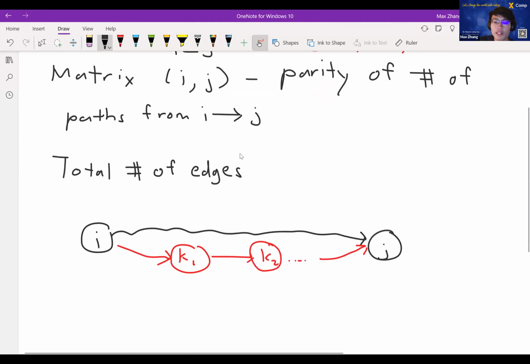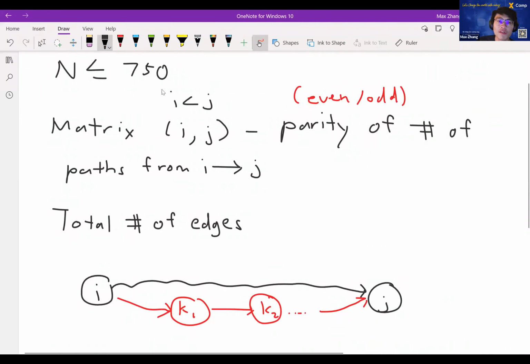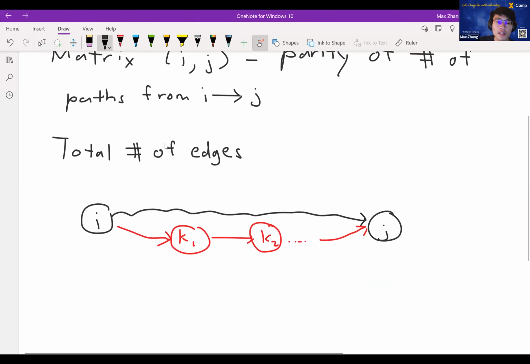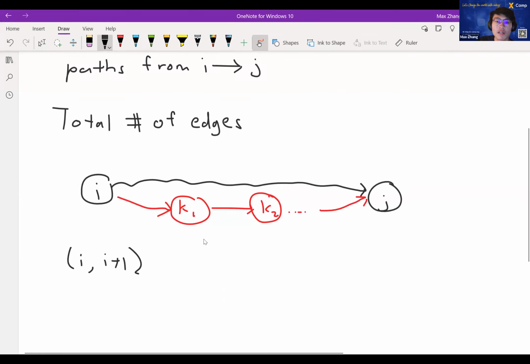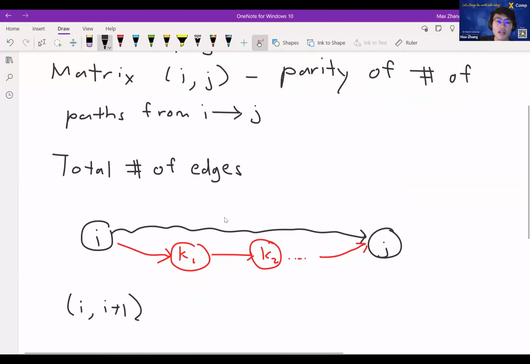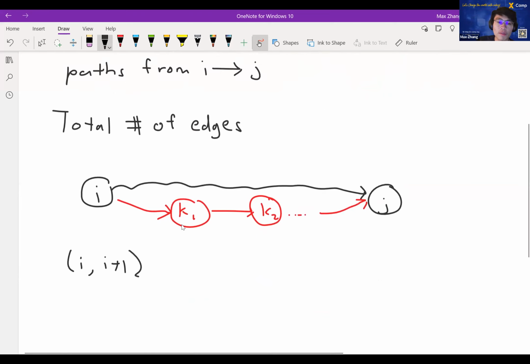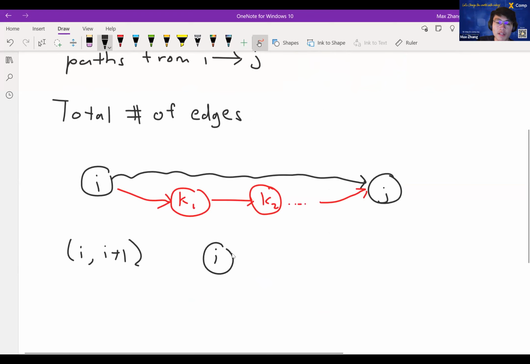So this motivates us to first look at a simple case. Let's say i and i plus 1, the immediate pair. Because this graph only has edges from i to j with i less than j, if we're considering paths from i to i plus 1, the only possible path is directly from i to i plus 1. There is no intermediate vertex it could go through, and you're not allowed to go backwards and then back over here. That's not allowed per the constraints of the problem.